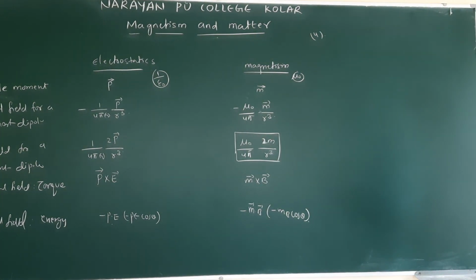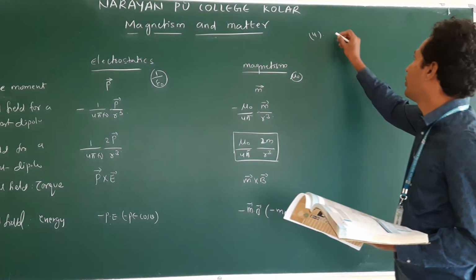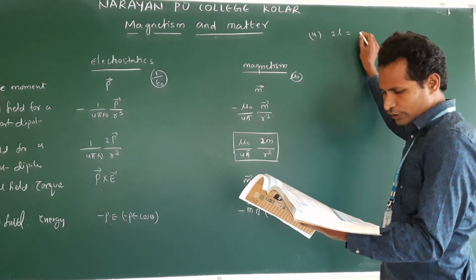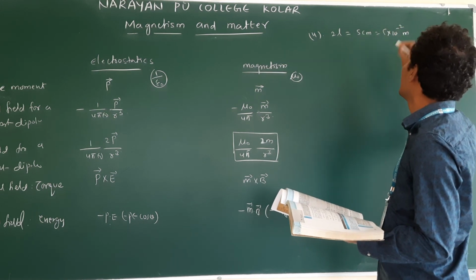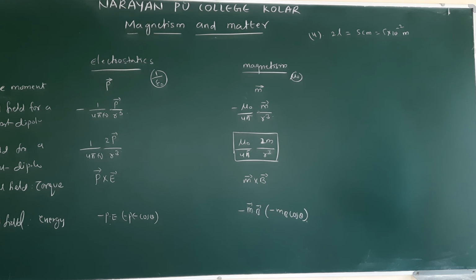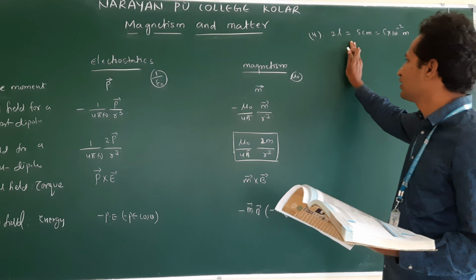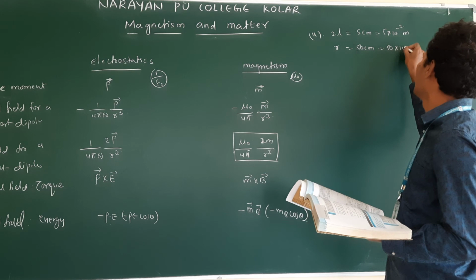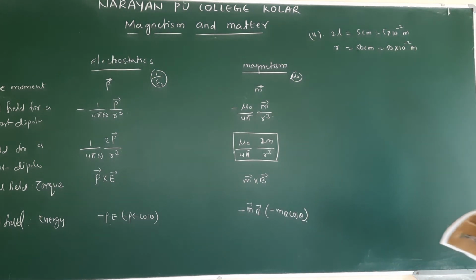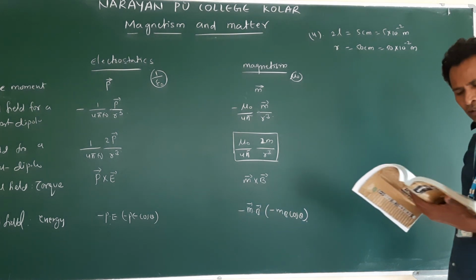Next. What did they give? The bar magnet length is given; we will take it as 2L. 2L is equal to 5 cm. Convert this into meters: 5 into 10 power minus 2 meter. Next, at a distance of 50 cm from its midpoint. The distance r is 50 cm, which is 50 into 10 power minus 2 meter. They are asking for the axial field and the equatorial field.